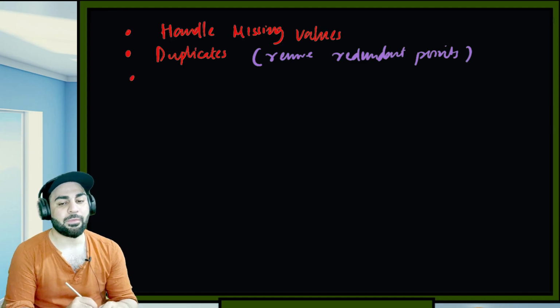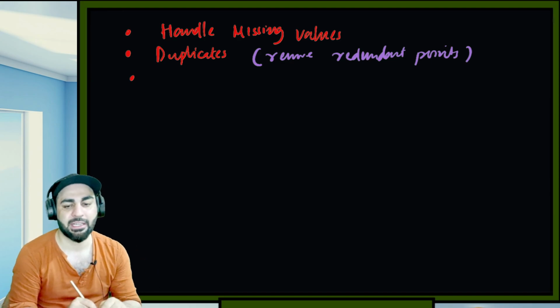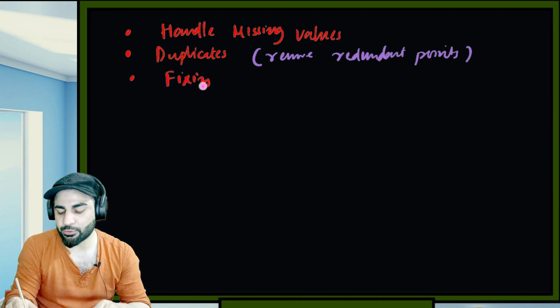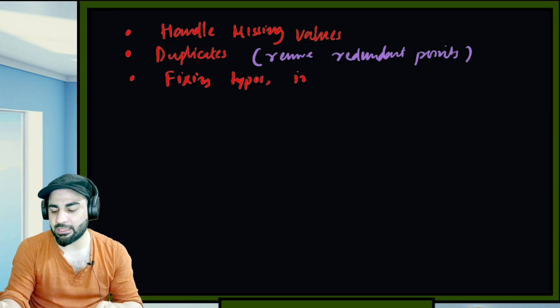Then you sometimes have to correct errors and inconsistencies. Let's suppose there are typing mistakes, or inconsistencies, or the formatting is wrong there. So you fix typos if there are typing mistakes, and fix inconsistent formatting.